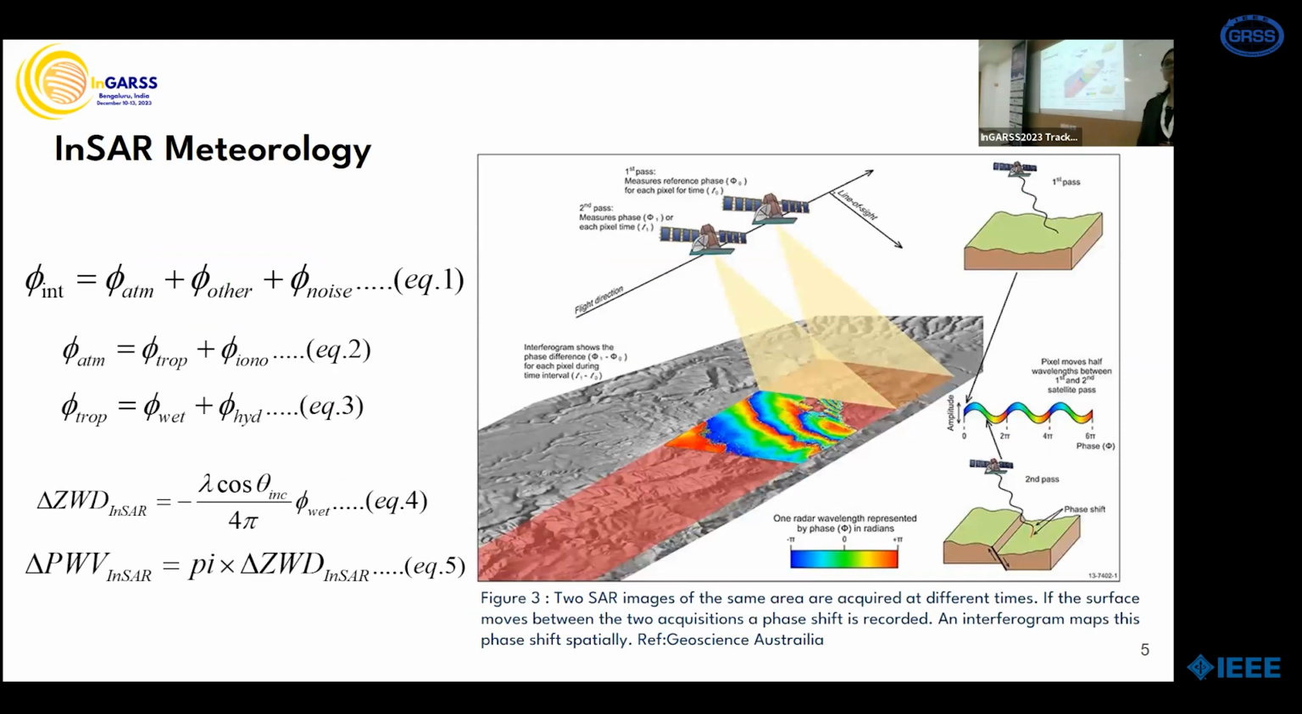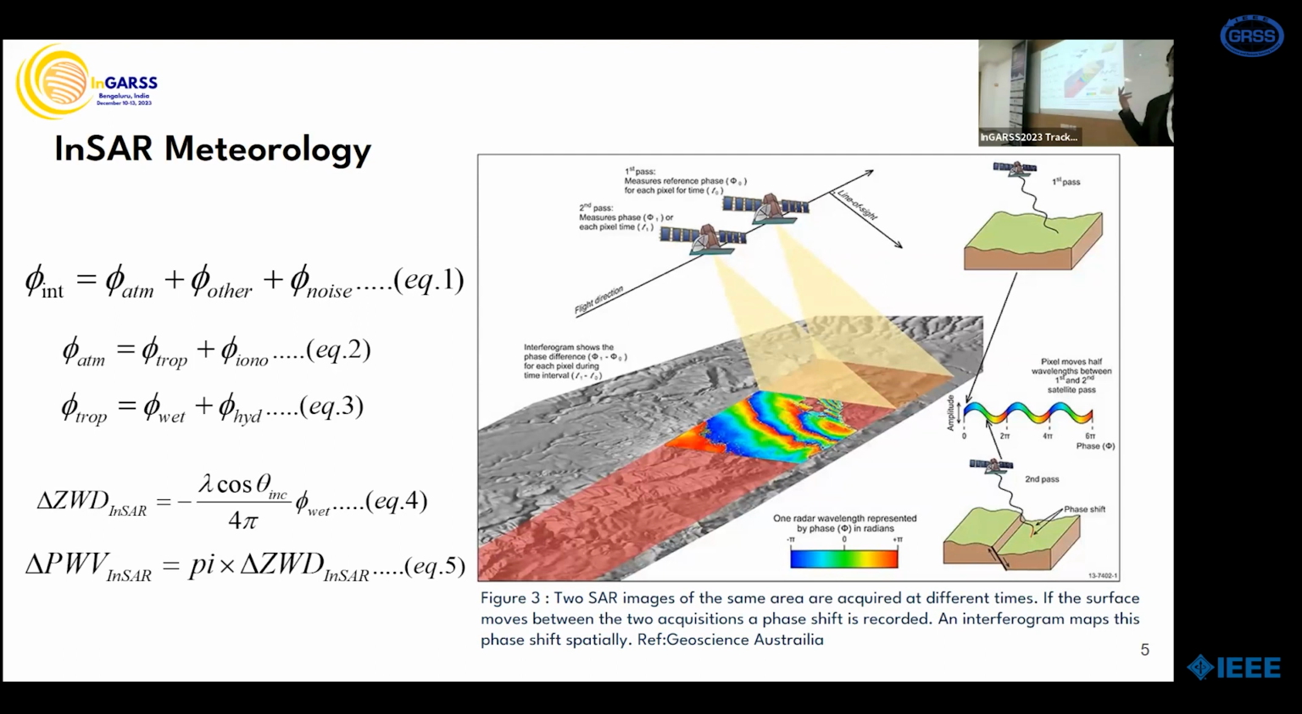In InSAR meteorology, we basically focus on the phase difference obtained from an interferogram, which is the output of the InSAR processing. An interferogram is the visual representation of the phase difference between two or more SAR images taken from slightly different positions at different acquisition times. Phi int, the interferogram phase difference, can be divided into the atmospheric phase screen (APS), other sources of phase difference like topographic phase, and some noise.